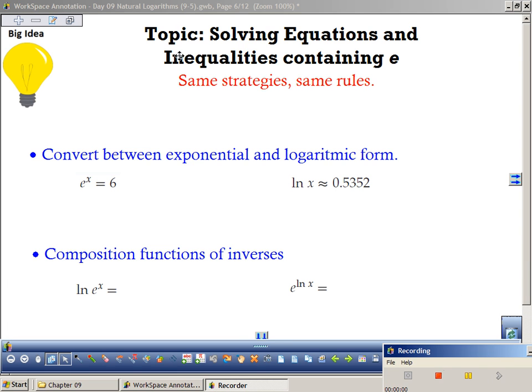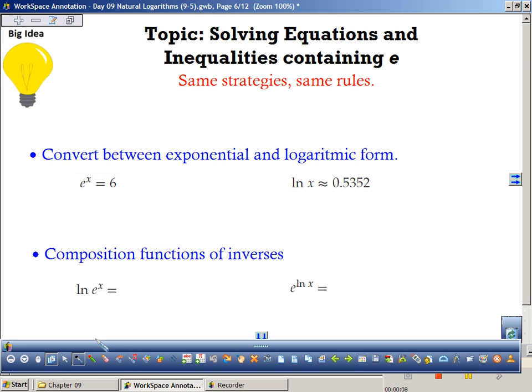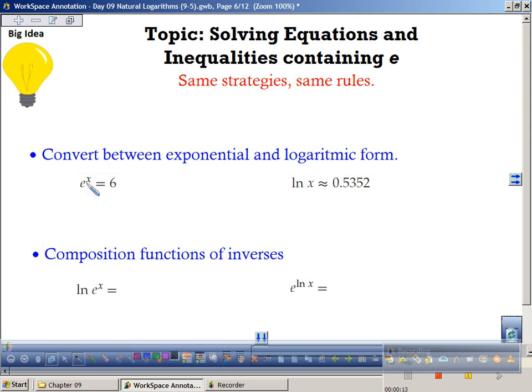Solving equations and inequalities containing e. All right, so I'm going to convert between exponential and logarithmic forms. We kind of did a little bit of that in our preview, right? If logarithms are exponents, then I'm going to talk about x, because that's my exponent. X equals, well, we're going to go real slow.